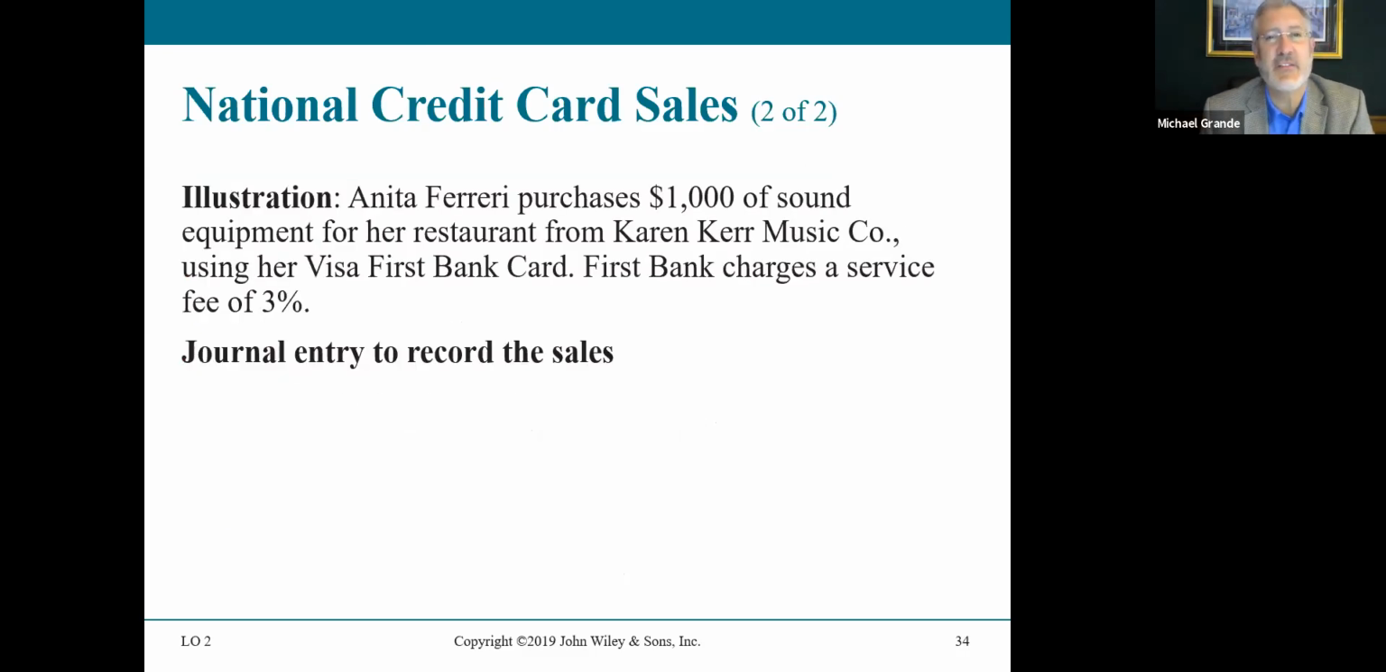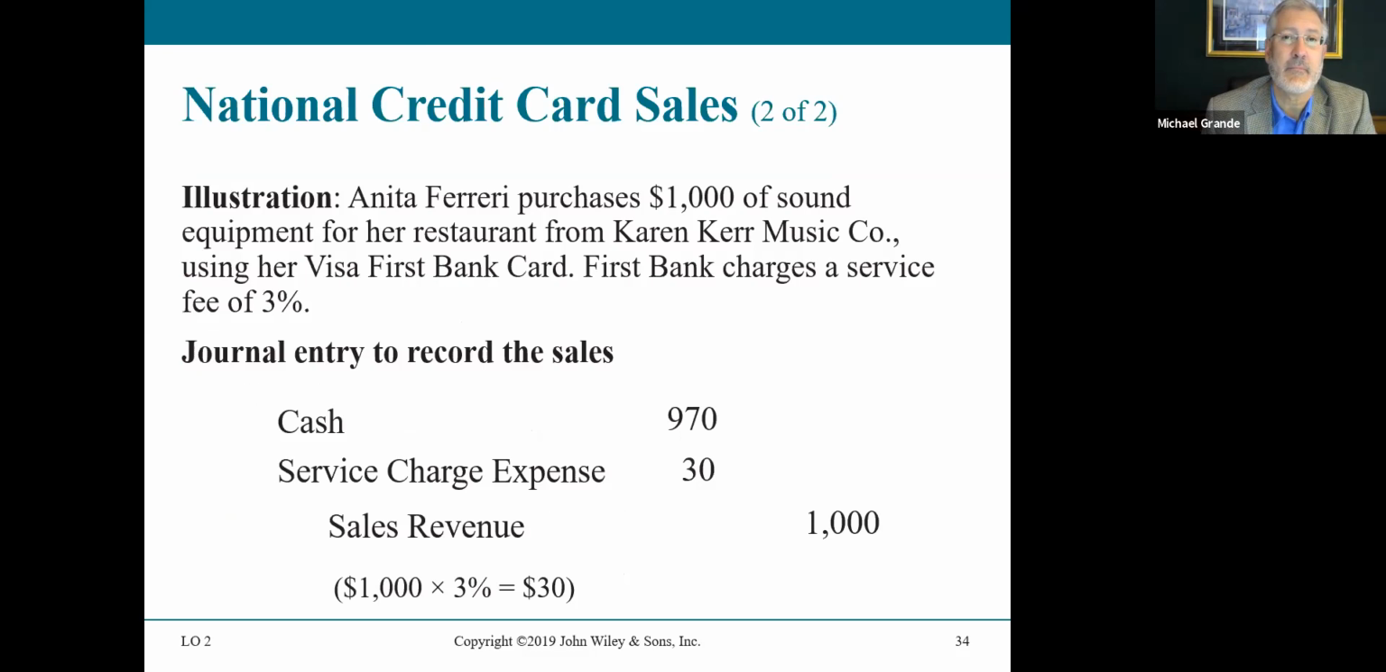Here's an illustration. Anita Ferrara purchases $1,000 of sound equipment for her restaurant from Karen Kerr Music Company using her Visa First Bank card. First Bank charges a service fee of 3%. This is a transaction that Karen Kerr Music, right? Anita Ferrara purchases $1,000 of sound equipment for her restaurant from Karen Kerr Music. Karen Kerr Music is the seller.